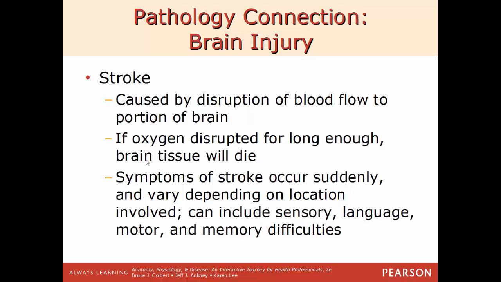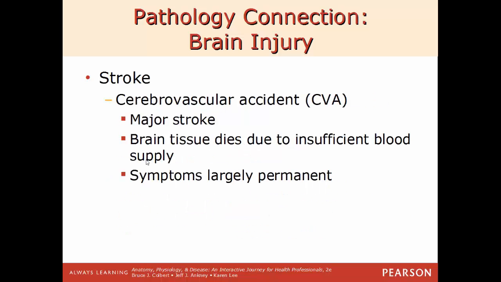The symptoms of a stroke can occur suddenly and will vary depending on the location of the brain involved. These can include memory difficulties, language difficulties, sensory and motor difficulties. Strokes are often called a CVA, a cerebrovascular accident. Now, this is a major stroke. This is where you have brain tissue die due to insufficient blood supply, and the symptoms are largely permanent. When someone has a stroke and they're unable to move their left arm or their left leg, or their side of their face is permanently paralyzed, that's because of a major stroke.